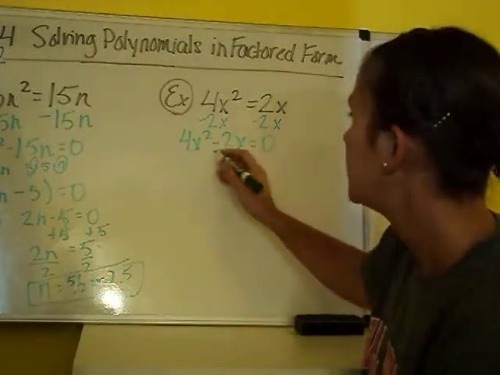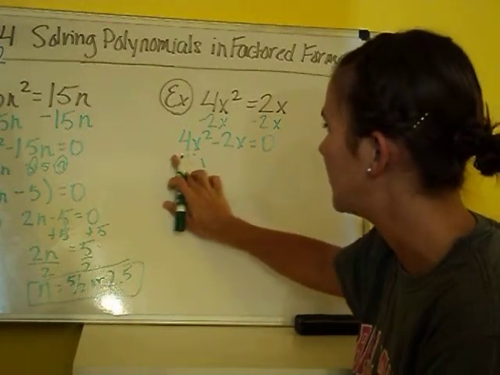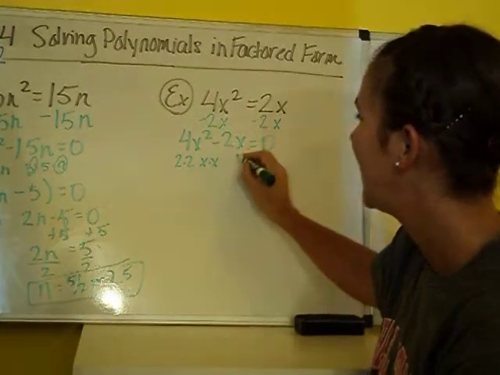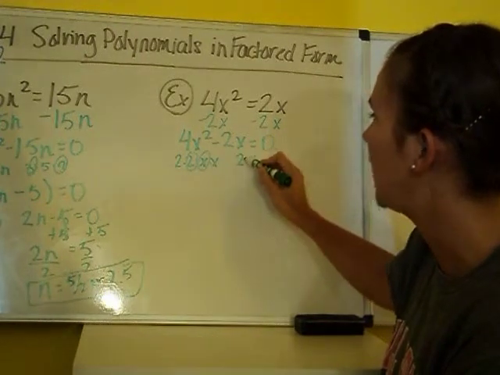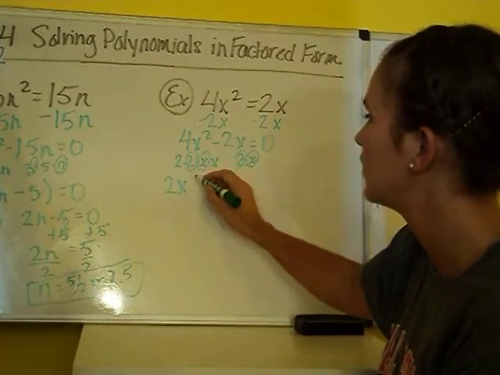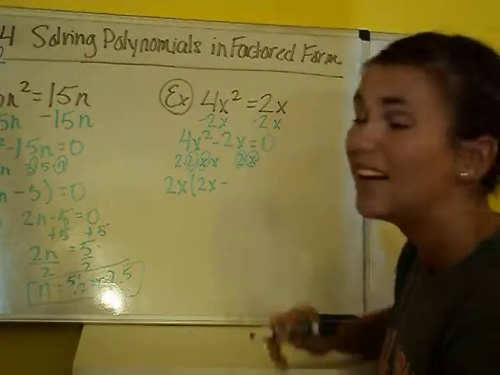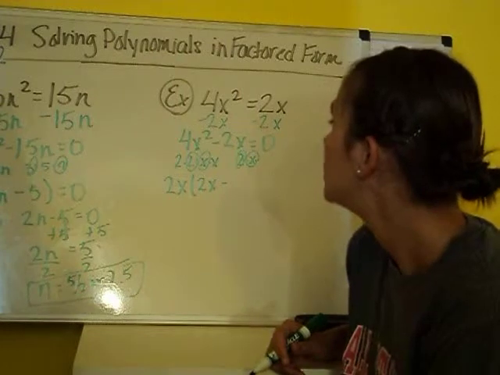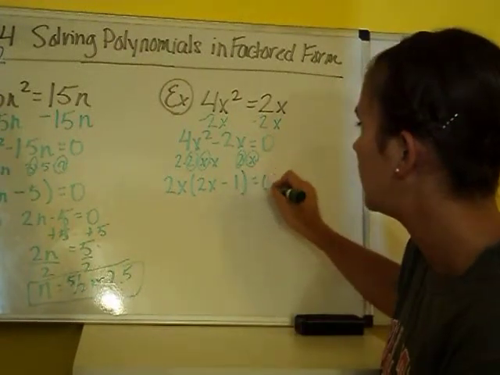property. So 4x squared is 2 times 2 times x times x, and 2x is 2 times x. So we share a 2x in both of them. So I'm going to factor out a 2x, and here I'm going to have a 2x left over. Here, I don't have anything left over. However, I cannot write 0. So I need a placeholder. So what I'm going to put is a 1 equals 0.